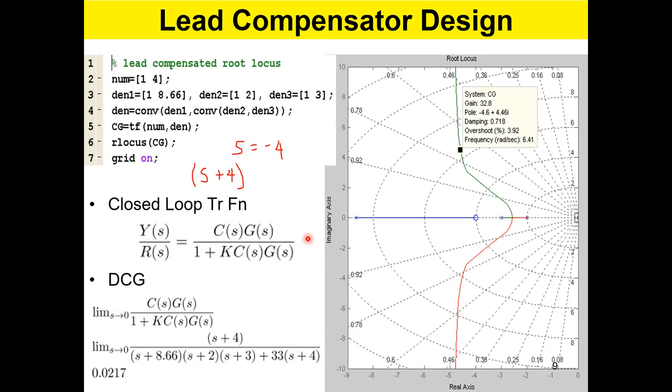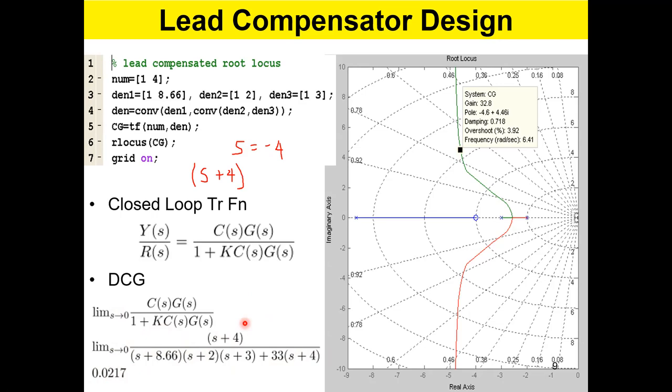So you need to adjust your DC gain now, because the new compensator might have changed your DC gain. So why don't you calculate the DC gain of the plant? This is the equation for that. Limit as s goes to zero of the transfer function C(s)G(s) over 1 plus K C(s)G(s). As s goes to zero, the answer is 0.02, whatever it is. With K equals 33, this is about 2% of the input.